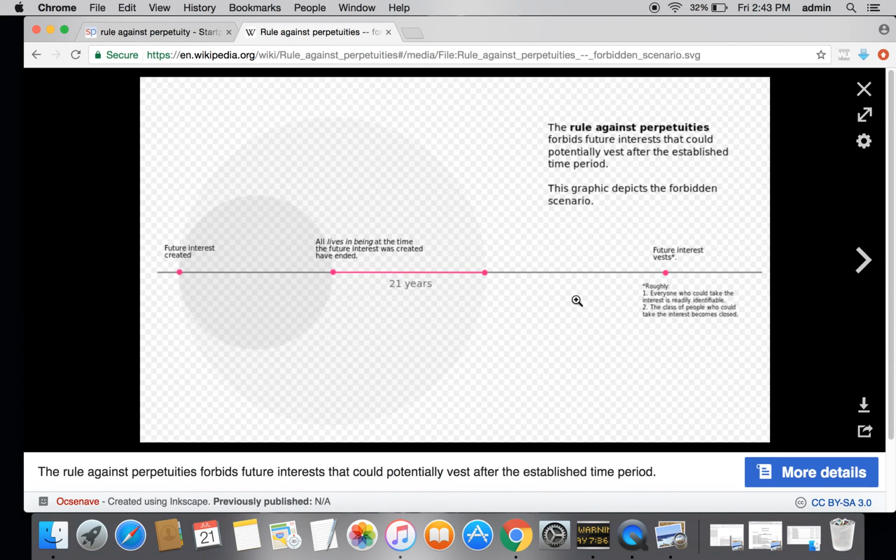Okay, so basically, let's put it this way. Let's use this chart. Let's say you create your trust here, and all of the members of your trust lived along this timeline right here, in between these two dots. All of the members of your trust passed away, except for your trustee. So you have no more beneficiaries.